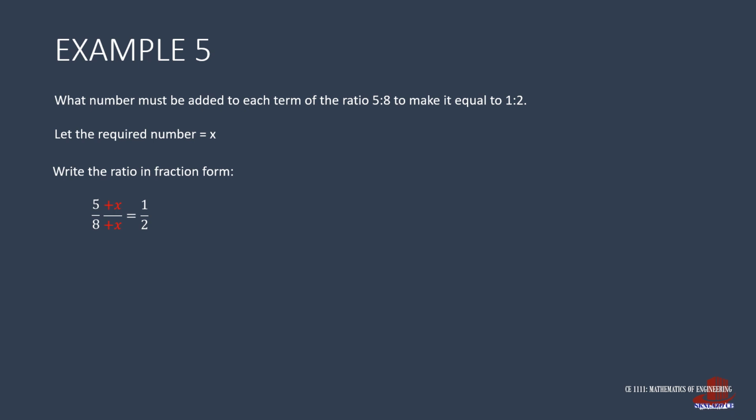ratio into 1/2. If we cross-multiply the parts, we end up with twice the quantity 5 plus x, and this is equal to 1 times the quantity 8 plus x. Simplify the equation and get 10 plus 2x is equal to 8 plus x. Transpose terms to collect similar terms, and that would be 2x minus x as equal to 8 minus 10. After simplification, we get x as -2.